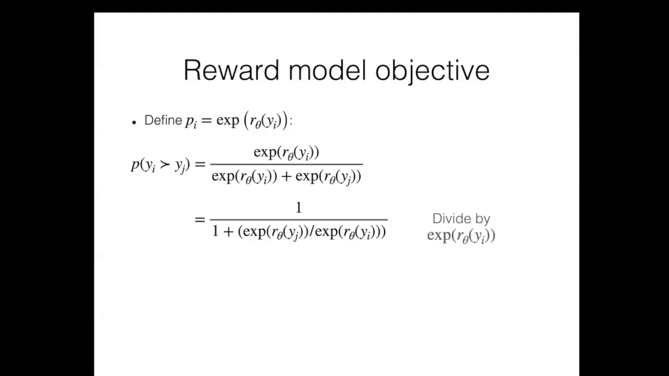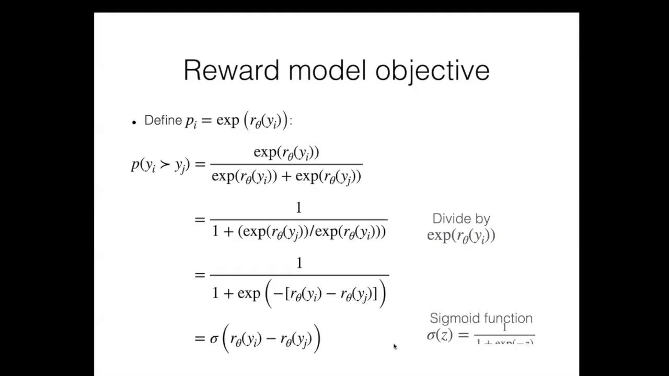Then you can do some simplification. You could divide by this exponent term, and you get this. I'm going through this quickly, but you could notice that this is basically the form of the sigmoid function. And so you arrive at essentially what we were looking at on the previous slide. You could see that this loss function, this sigmoid with these two different terms, corresponds to modeling using this Bradley-Terry model, where the probabilities are parameterized by our learned reward model.